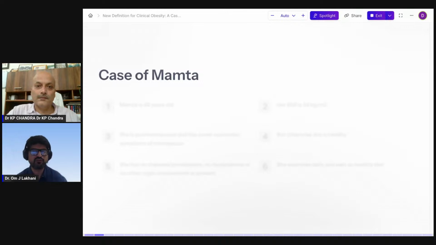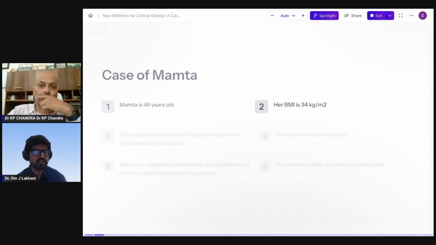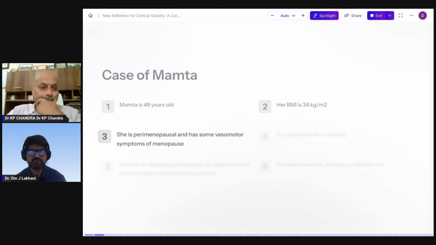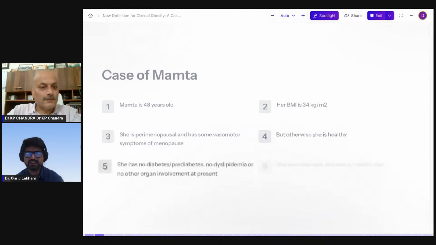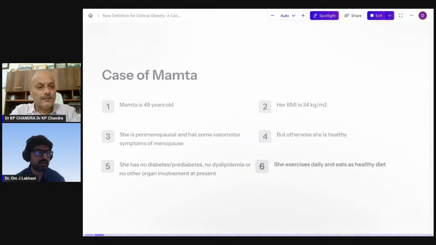Now, this is a case of Mamta. Mamta is 48 years old. Her BMI is 34 kg per meter square. She's perimenopausal and has some vasomotor symptoms of menopause. That's her main complaint, but otherwise, she's healthy. She has no diabetes, no pre-diabetes, no dyslipidemia, no other organ involvement. Because she understands that she has a BMI on the higher side, she does exercise regularly and tends to eat a healthy diet.